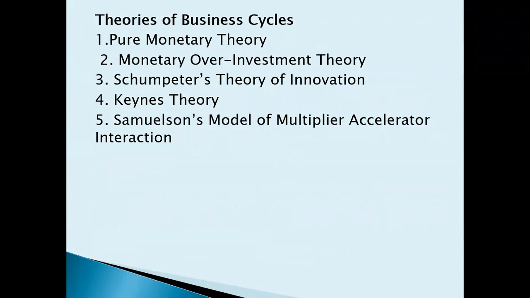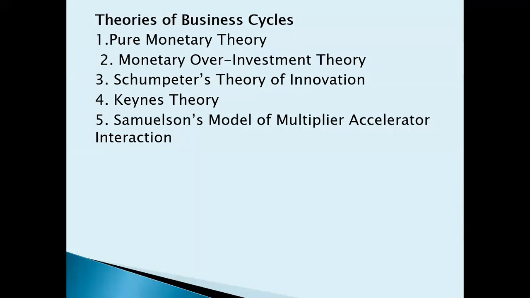Now the last article from our syllabus is theories of business cycle. अभी हम लोगों ने business cycle देखे कि business cycle यानी क्या है, ups and downs in the businesses. अब business में ऊपर नीचे जो position होते हैं, that is something about business cycles. So business cycle theories are defined under 5 categories. First is the pure monetary theory. Second is the monetary over-investment theory. Third is Schumpeter's theory of innovations. Next is the Keynes theory. And last is Samuelson's model of multiplier accelerator. So these are the 5 models defined for the business cycle.